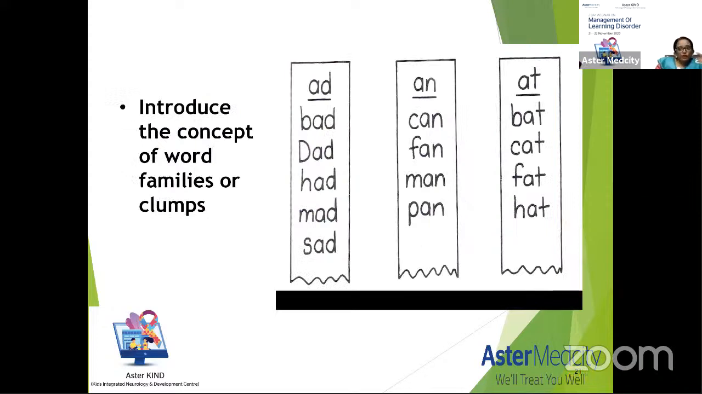Then introduce word families, like the at family. First we introduce vowels, then we introduce word families like this, and make charts and word walls with it. It is very interesting to work with them. Use maximum cues, use plastic letters, use play doh, any activities, anything they like.